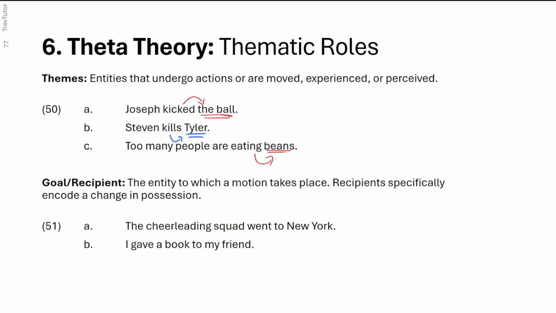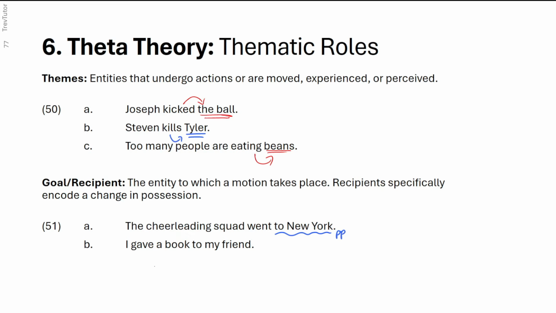Now, for indirect objects or locations, we have goals and recipients. I shouldn't say locations. I should say these are things or places or people that something is being moved to. So, when we say the cheerleading squad went to New York, there's two ways to analyze this. One is saying that to New York is a goal in itself, but some linguists will say it's just New York. We'll go and say that the entire prepositional phrase in this case is a goal. So when you say the cheerleading squad went to New York, this is their destination. This is where they ended up. There's some sort of movement from a place to New York. We don't know where it came from, but we know where it ended up.